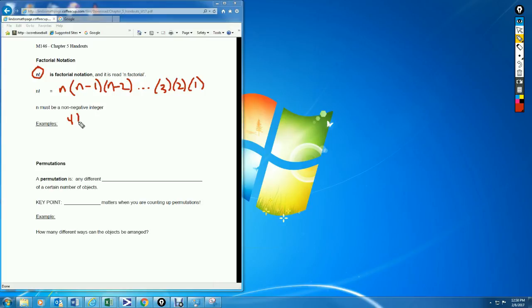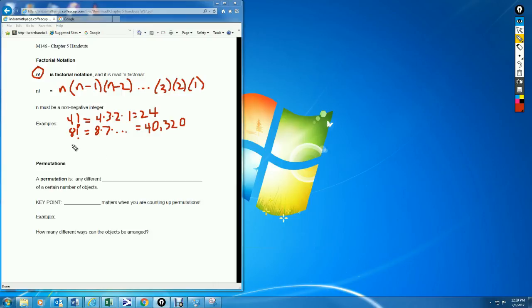For example, 4 factorial means 4 times 3 times 2 times 1, which if you multiply all those is 24. Or 8 factorial means 8 times 7 times 6 times 5 times 4 times 3 times 2 times 1, and if you multiply all those together, it's 40,320.